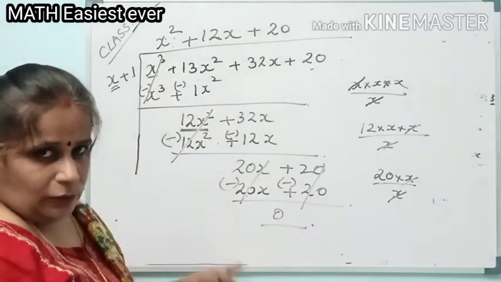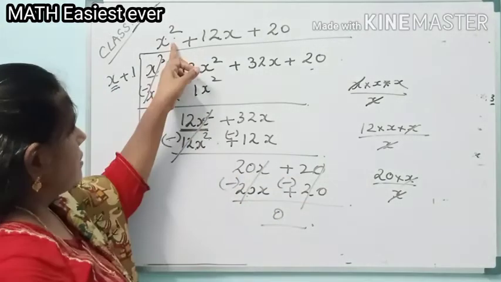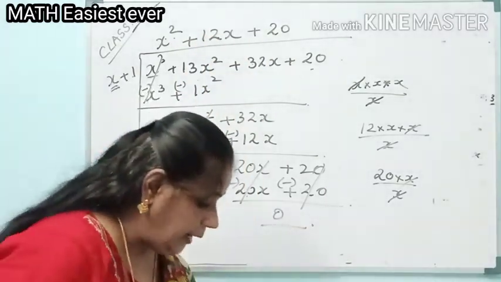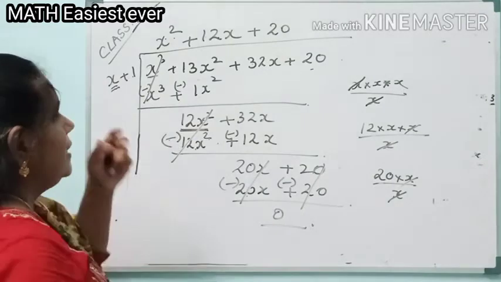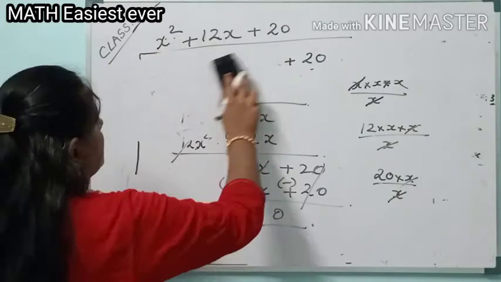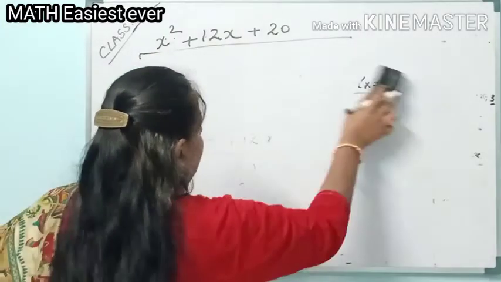So you got the quotient. What is the quotient here? X square plus 12x plus 20. You got a quadratic polynomial. Now you should do the second splitting the middle terms. What is splitting the middle terms? X square plus 12x plus 20. Split it.